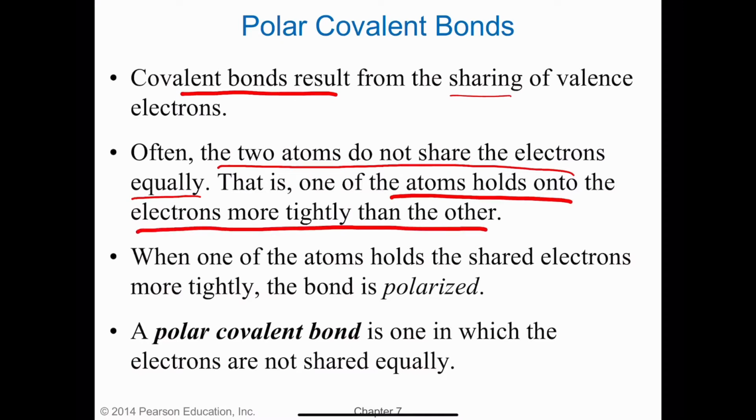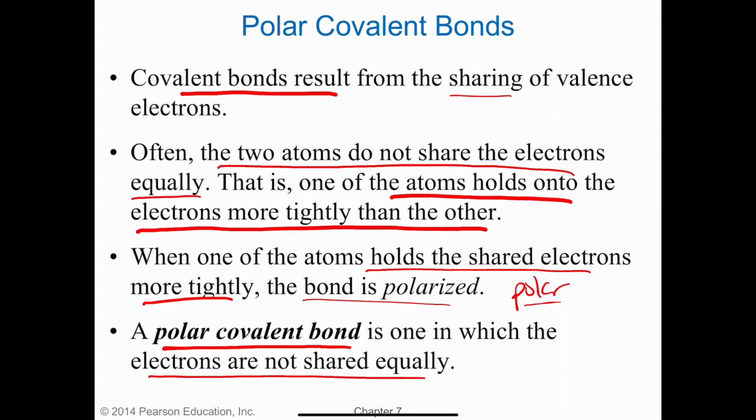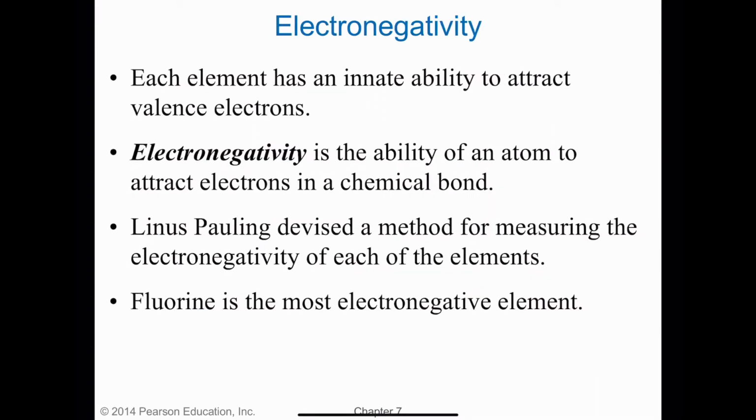And when one of the atoms has those shared electrons closer, or is holding them more tightly, we say that the bond is polarized, or we're making a polar bond. So a polar covalent bond is one in which the electrons are not shared equally. And this is very, very common. Most of the bonds that you will encounter in molecules are polar. If they are covalent, they're polar covalent. If they are sharing them equally, then we would call it a nonpolar covalent bond.